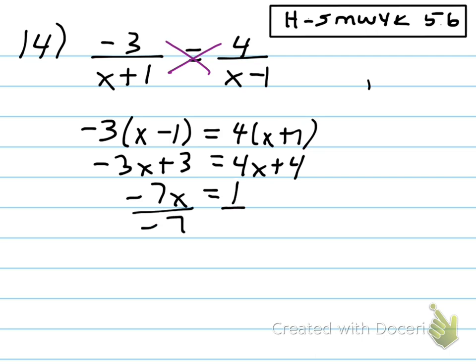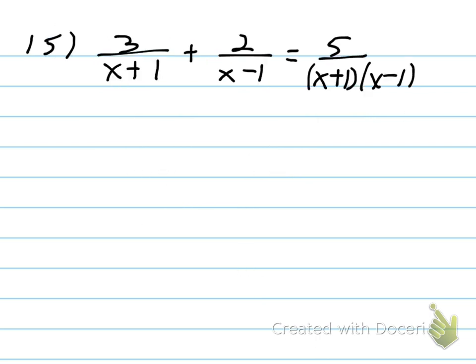I'm going to divide by negative 7. I get x equal to negative 1/7. And I'm okay with that because x could not be negative 1 and x could not be positive 1. Once again, x can't be 1 or negative 1 in this example.